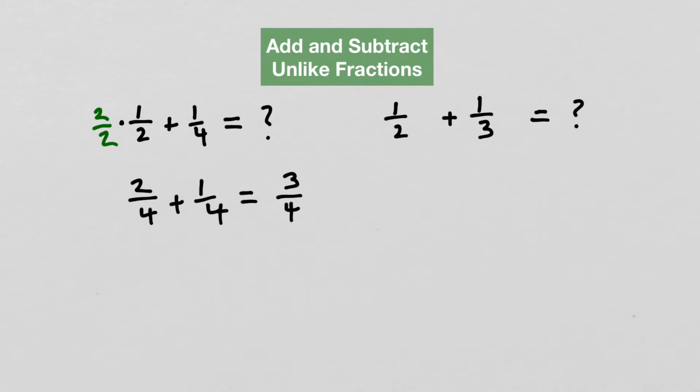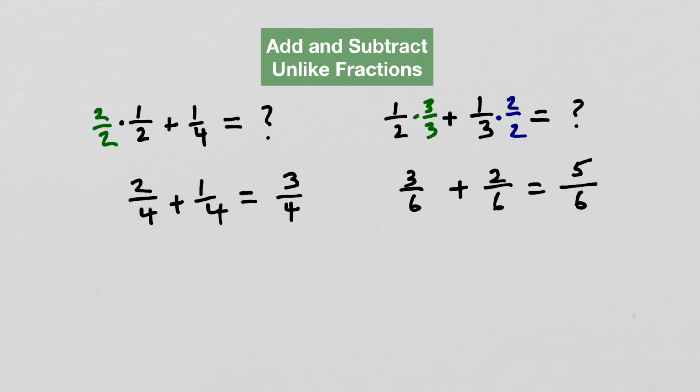So to do that, we're going to need to multiply the 1/2 by 3/3 and 1/3 by 2/2. Okay. Now we multiply it out and we get 3/6 plus 2/6. And the answer in the denominator would be 6, and we add across the numerator, 3 plus 2, which is 5.